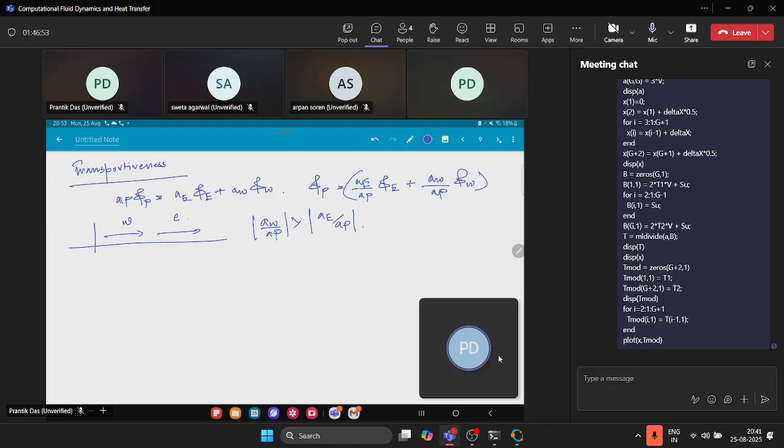If the flow happens from east to west, then AE by AP becomes greater than AW by AP. Okay, is it clear to all of you? That is called transportiveness.